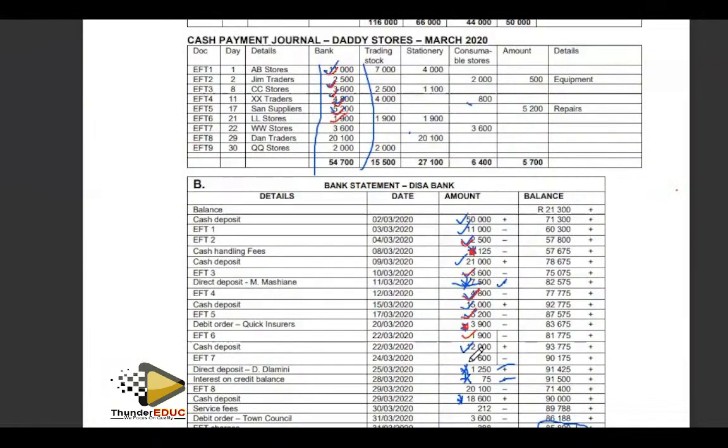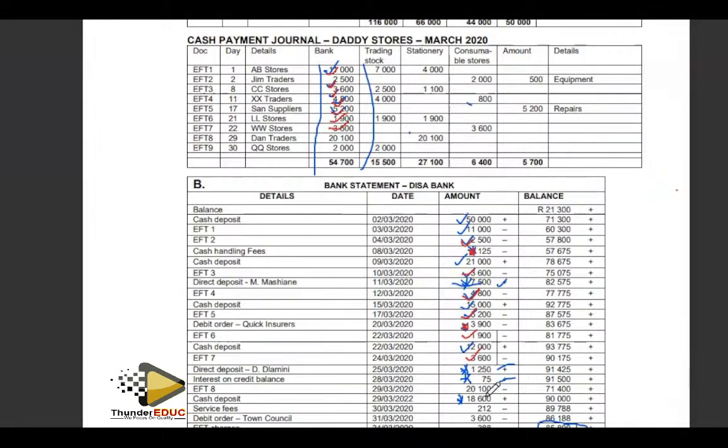Then 1,900, it is there. Even here, it is here. So we take it off. So I said here, let's use this color so that you can easily identify. 3,600, I'm seeing it here. Even here, it has appeared.